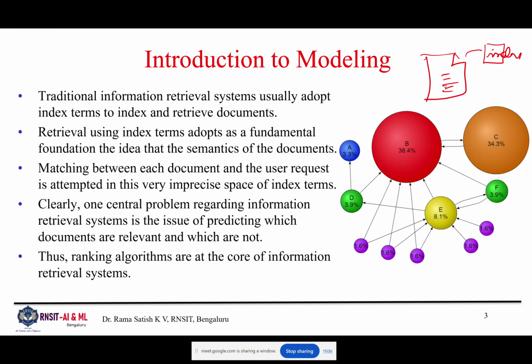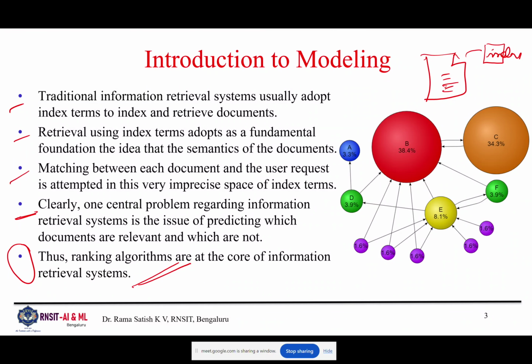So it is going to give the search results. Some pages, some documents will come first, some documents will come second, some documents will come third. So this is called ranking. Documents appearing at the top of this ordering are considered to be more likely to be relevant. Thus, ranking algorithms are at the core of the information retrieval system. That is a very, very important point that you have to consider. So these are the four important points that we are about to discuss.